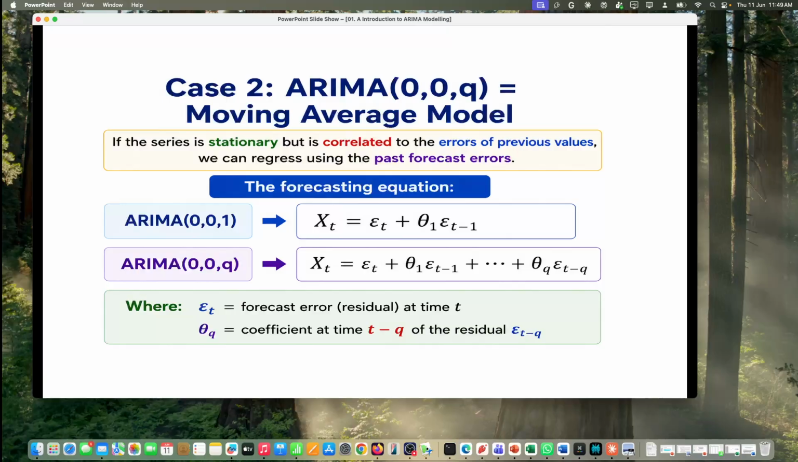So that means there is no differencing, there is no AR model. You can say that xt is equal to nothing but the epsilon t, the current error, plus phi and theta into epsilon t minus 1, like that. So it's a pure moving average model.